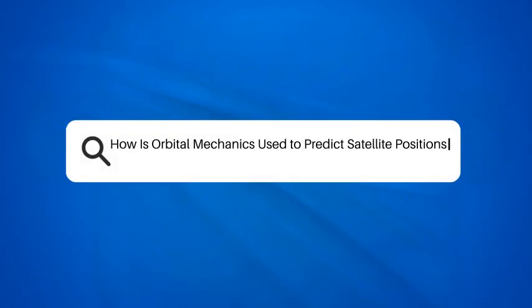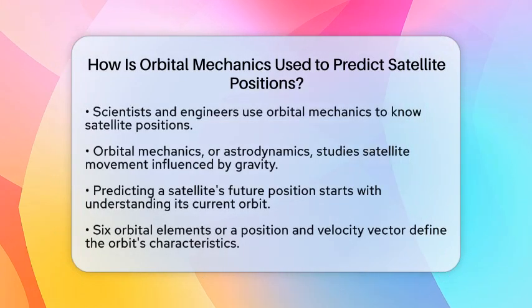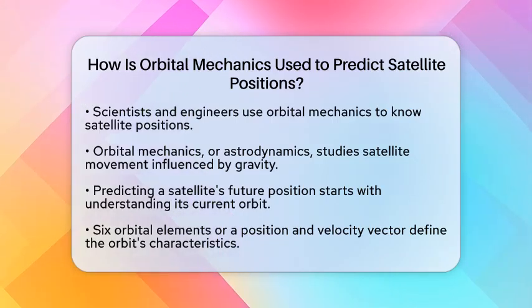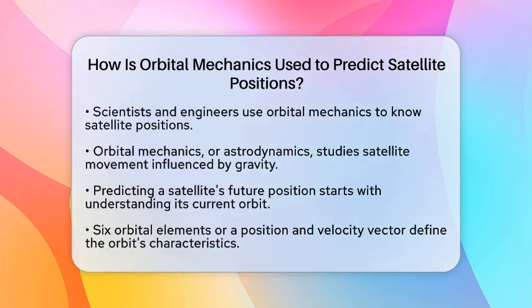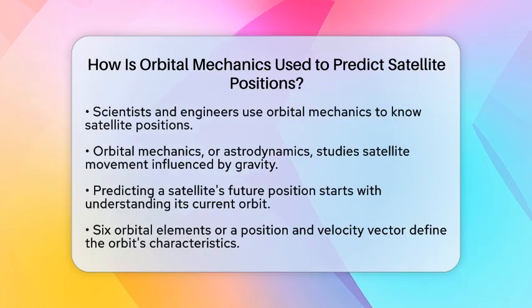How is orbital mechanics used to predict satellite positions? Have you ever wondered how scientists and engineers know exactly where a satellite is at any moment? The answer lies in the fascinating world of orbital mechanics, also known as astrodynamics. This science focuses on the movement of satellites, taking into account the pull of gravity, especially from Earth.